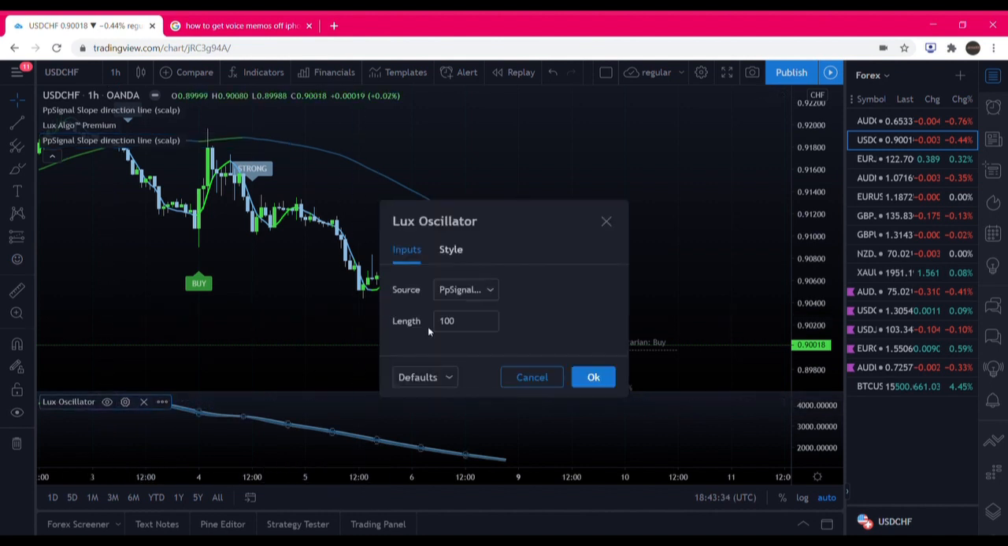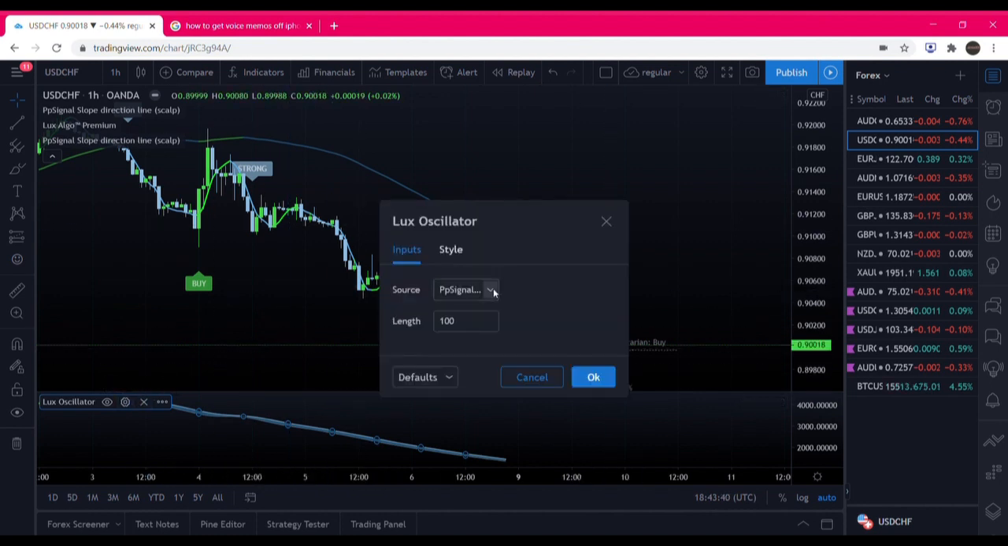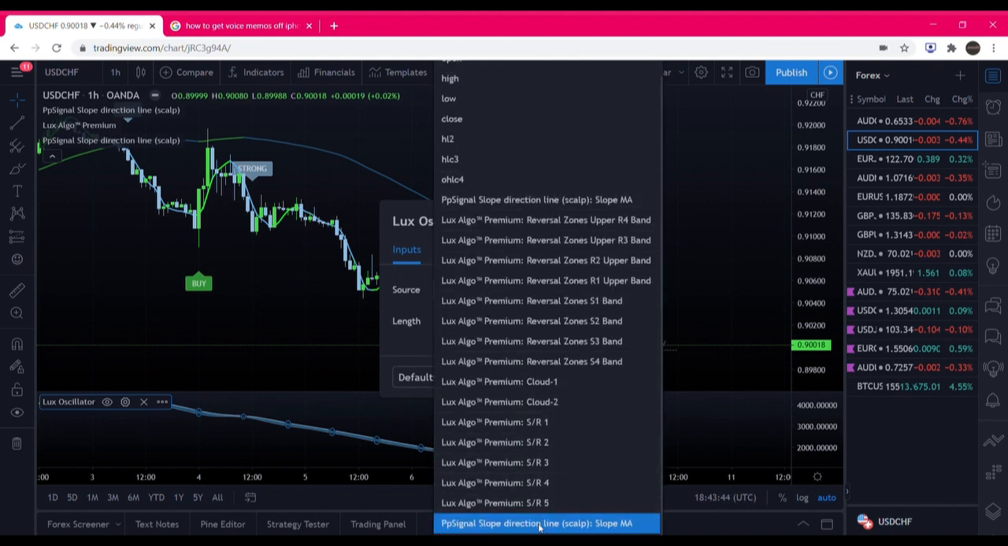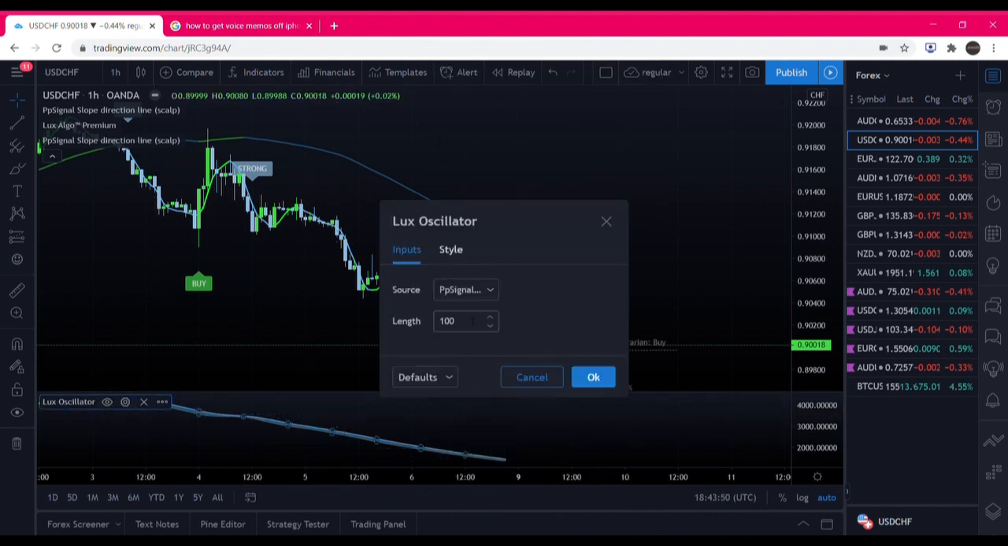This is on 100, also smoothed out. And I'm not sure, the source is the PP Signal Slope Directional Line. Yeah, I don't know. Yep, Slope MA. I don't know if that affects it, but that's what I have on there. It might affect it a little bit, but if it does, it's been affecting it in the right way.